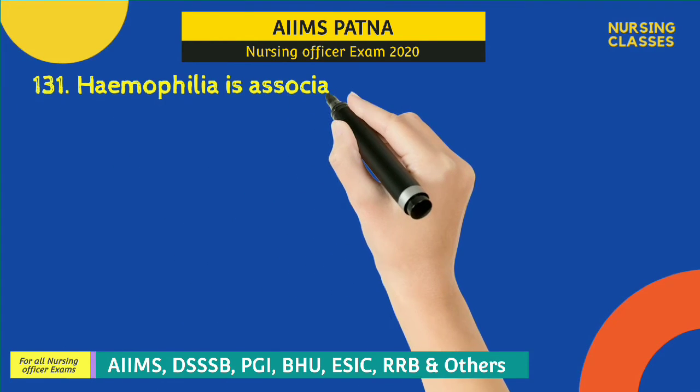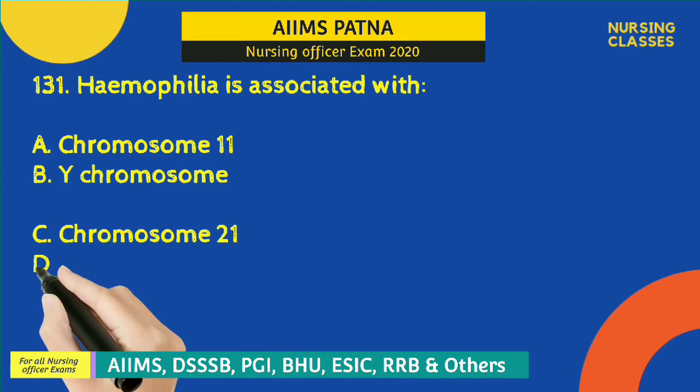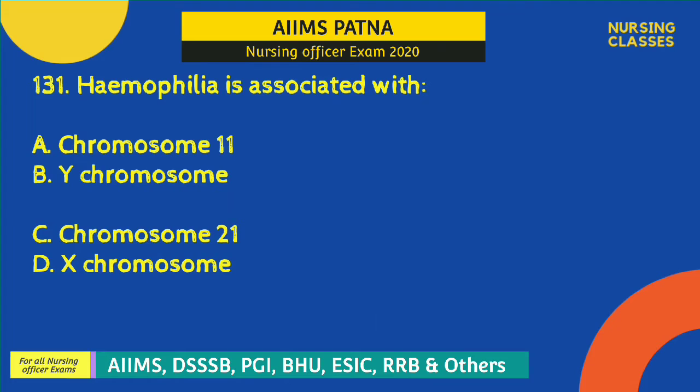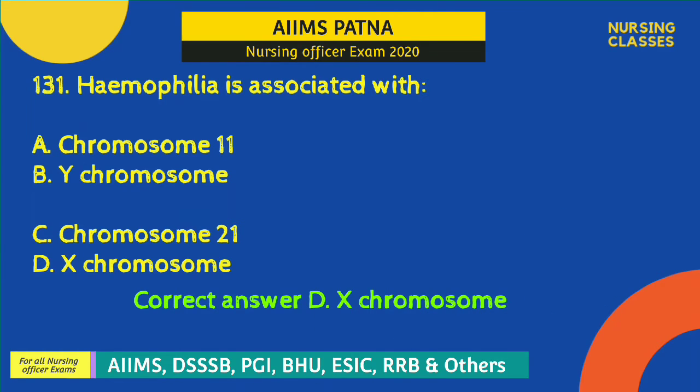131. Hemophilia is associated with: A. Chromosome 11, B. Y chromosome, C. Chromosome 21, D. X chromosome. Correct answer D. X chromosome.